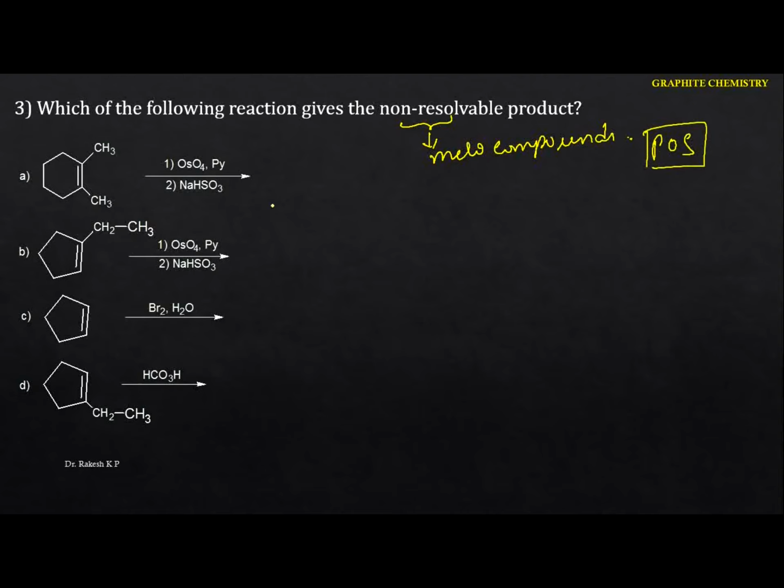So for whatever product we get in these reactions, we are going to identify the plane of symmetry. If I identify the plane of symmetry, that refers to a meso compound, which means optically inactive. Let me take the first one here. Remember one thing: all of these are alkenes. The reaction with osmium tetroxide, one of the oxidizing agents, always gives syn addition.